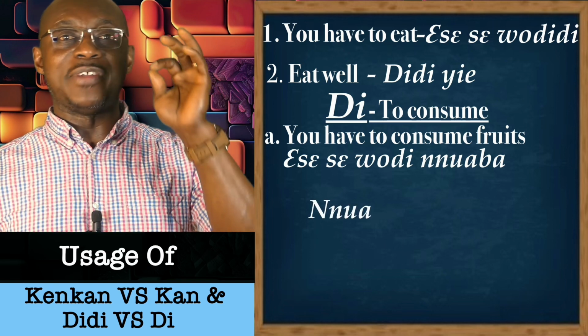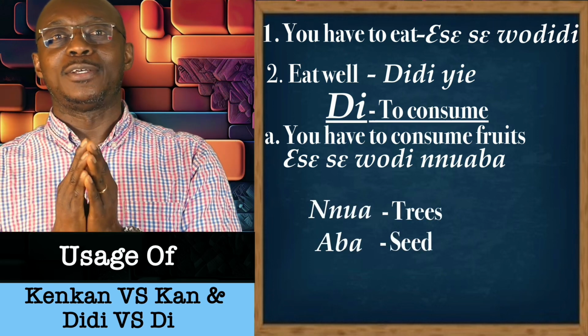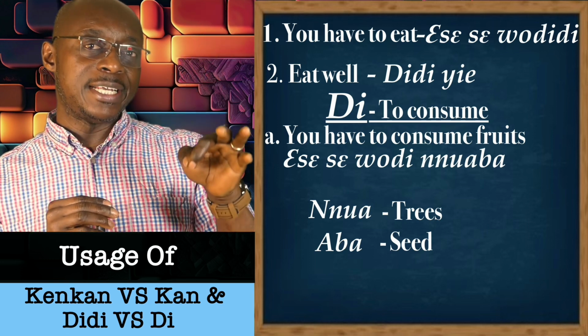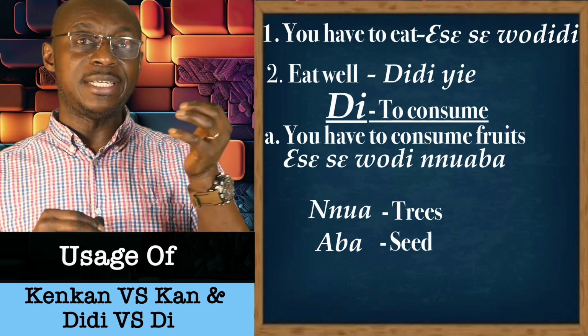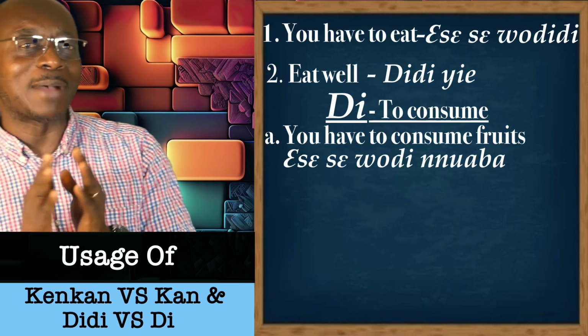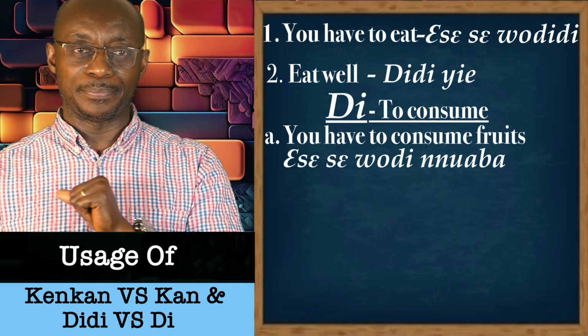The first one is nea, which means trees, and then aba, which means what? Seed. And so we are calling it literally trees seed. Trees seed. That is just by the way. So the doctor could say, esese wudi nnaba.